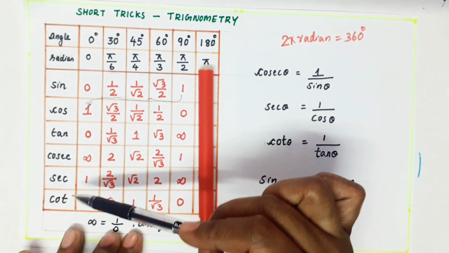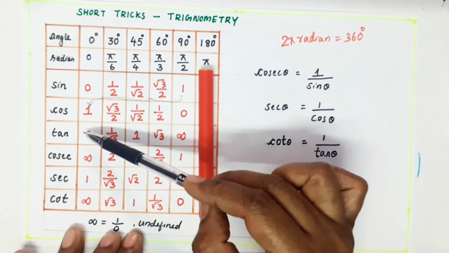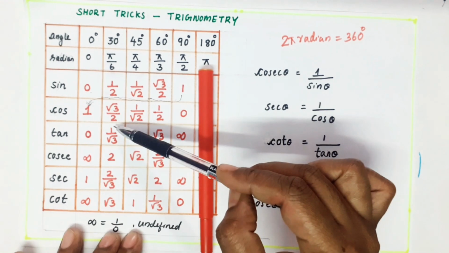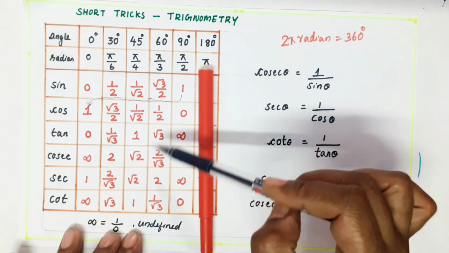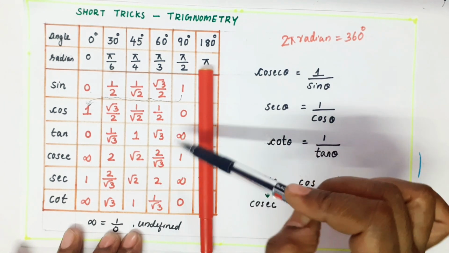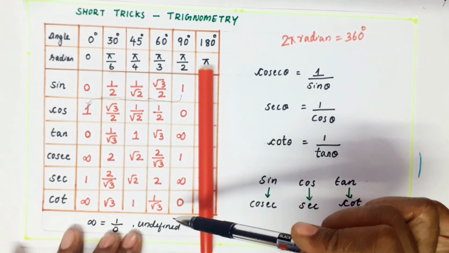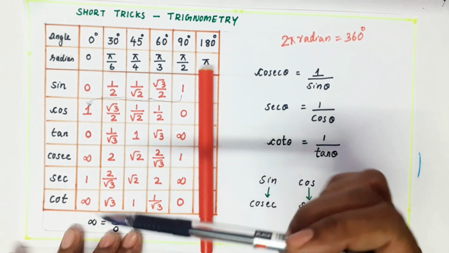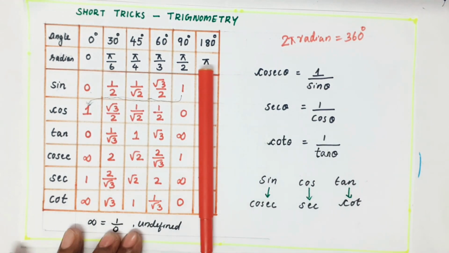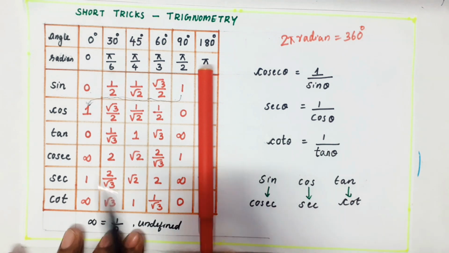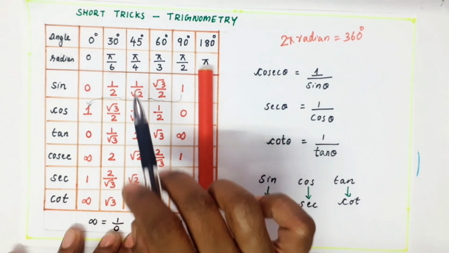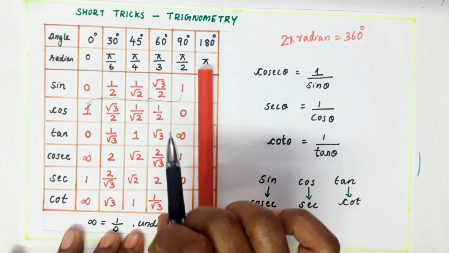If you want cot, take the reciprocal of tan. 1 by 0, undefined. 1 by root 3, root 3. 1 by 1, 1. 1 by root 3, 1 by root 3. 1 by infinity, 0. So in this form, you can easily do this column. So I told you, remember the values for 0, 30, 45, 60 and 90, and remember the values first: 0, 1 by 2, 1 by root 2, root 3 by 2, 1.